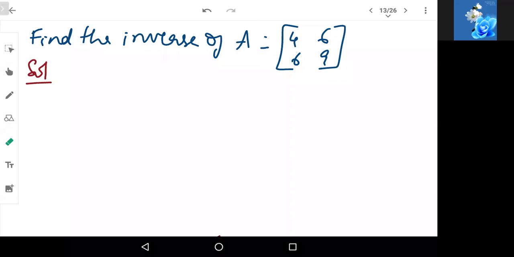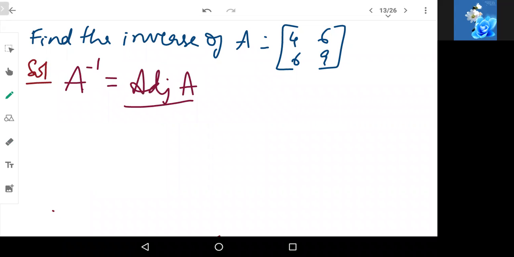Let's continue. Now, this problem, we are supposed to solve this. First, as usual, we have to find the determinant value. But before that, let us write down the inverse formula. Inverse is equal to adjoint A divided by determinant of A. Now, you have to find out first the determinant of A value.